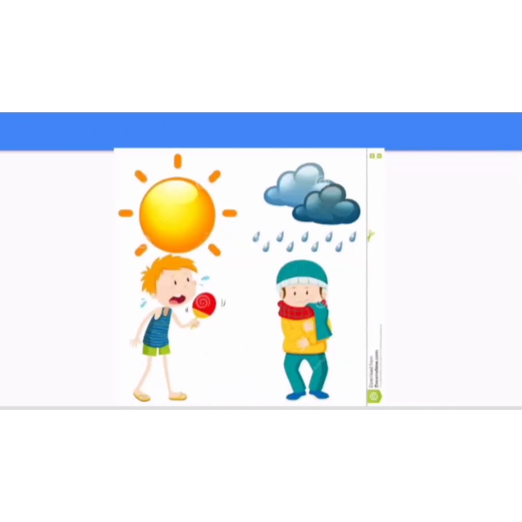And in winter, we wear woolen clothes. Wool is a poor conductor of heat, right? Moreover, there is air trapped in between the woolen fibers. This air prevents the flow of heat from our body to the surroundings. So we feel very warm.